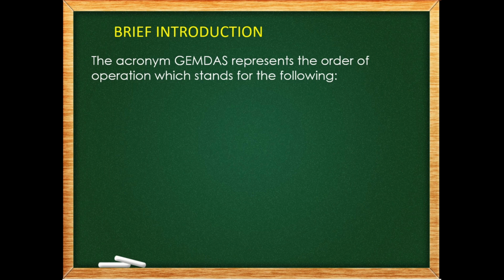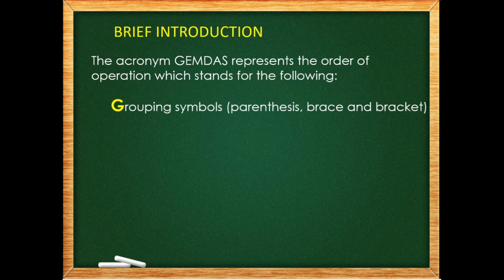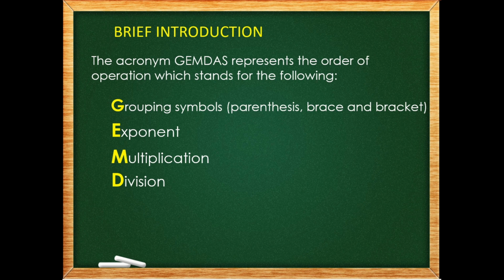Now let's have our brief introduction. The acronym GEMDAS represents the order of operations, which stands for the following. Letter G stands for grouping symbols. Commonly used grouping symbols are parentheses, braces, and brackets. Next is the letter E, which stands for exponent. Next is letter M, which stands for multiplication. Next is letter D, which stands for division. Next is A for addition and S for subtraction.